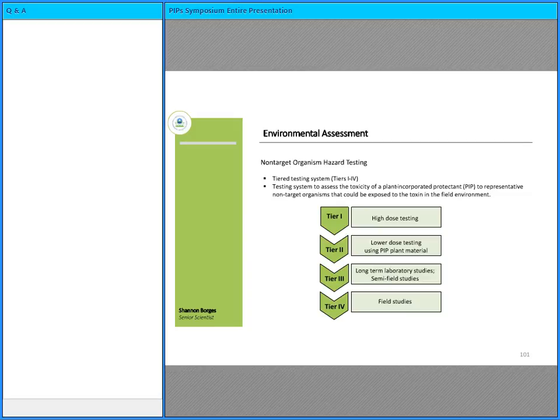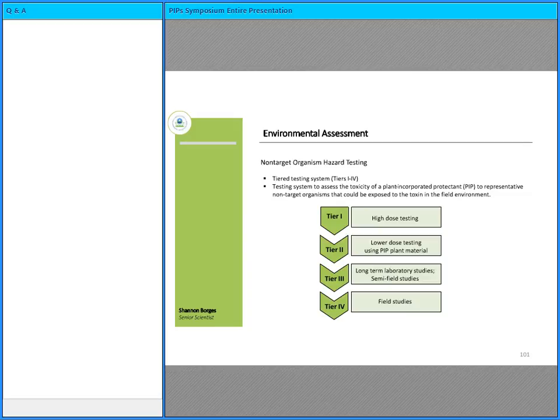That usually satisfies the testing that we need to determine hazard. If you do observe effects at Tier 1, then you move to the next tier and forward as needed. And so the idea is that you're testing worst case scenario first, and then as you progress through the tiers, you test something that's more like what realistically happens in the field.